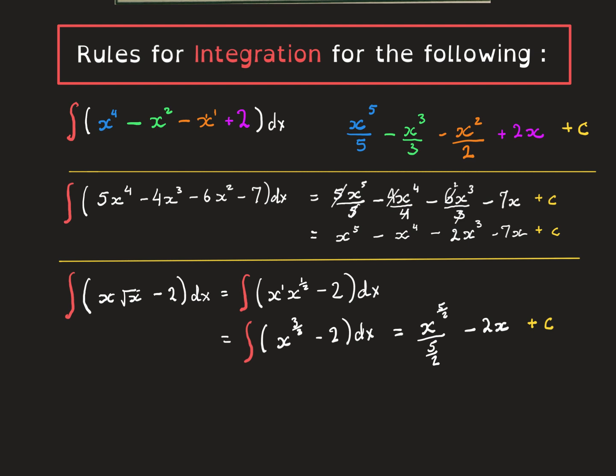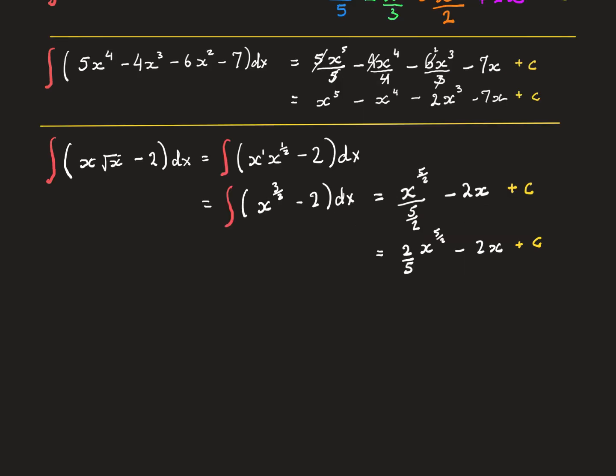We want to rewrite this one more time because it's not nice to have a fraction underneath in the denominator. So we will write that as 2 on 5 x to the 5 on 2 minus 2x plus the constant. And if you want to be a little bit more picky, I will rewrite this again, 2 over 5, and x to the 5 on 2 is x squared root x, minus 2x, and we add on the constant.